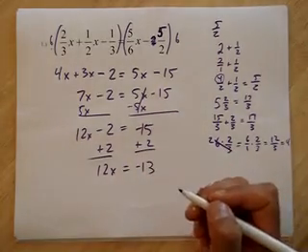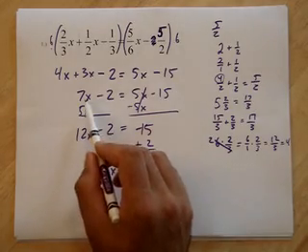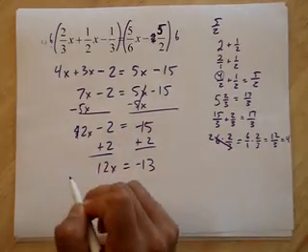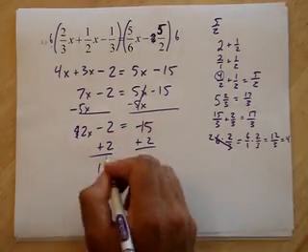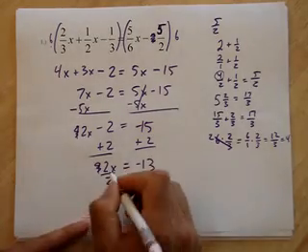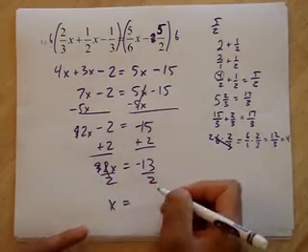Did I make a mistake here? 7x, 5x, 12x. Oh, yes, minus 5x. That should be 2x. Oh, my goodness. 2x, so I should end up with 2x equals negative 13. Divide by 2, 2, and I get my x equals negative 13 halves.